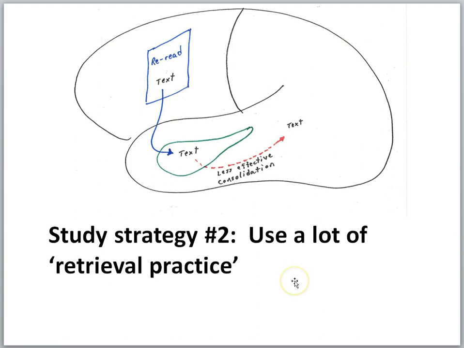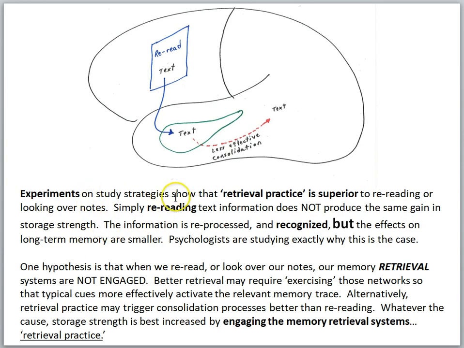Now let's move on to another effective study strategy. Use a lot of retrieval practice. And this means quizzing yourself, testing yourself, not simply rereading information or looking over notes. Experiments on study strategies show that retrieval practice is superior to rereading or looking over notes. Simply rereading text information does not produce the same gain in storage strength. The information is reprocessed and recognized, but the effects on long-term memory are smaller. Psychologists are studying exactly why this is the case.